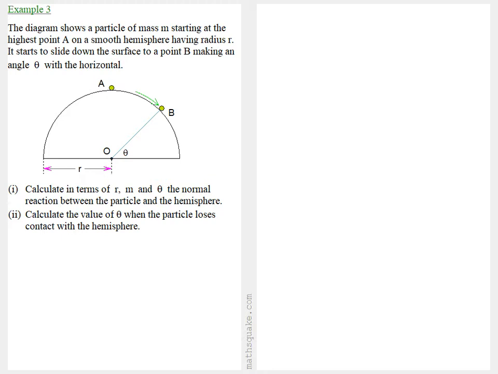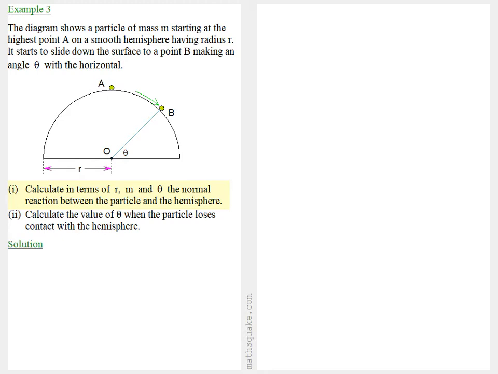In example 3, the diagram shows a particle of mass m starting at the highest point A on a smooth hemisphere having radius r. It starts to slide down the surface to a point B, making an angle theta with the horizontal. In part 1, we are asked to calculate in terms of r, m and theta the normal reaction between the particle and the hemisphere.